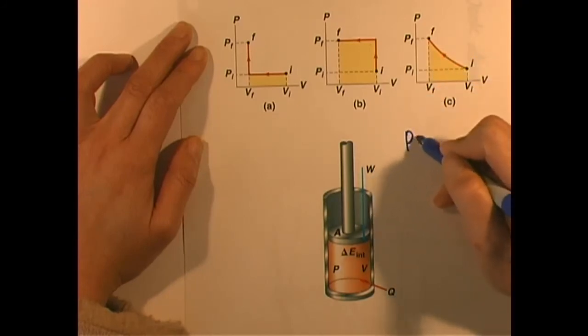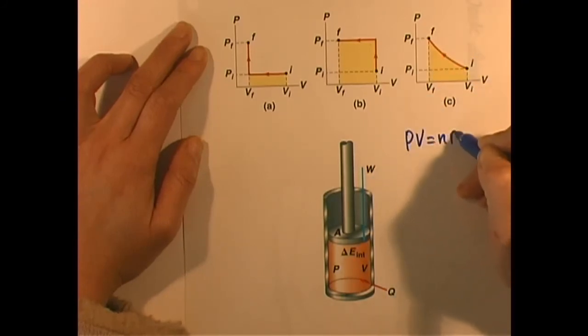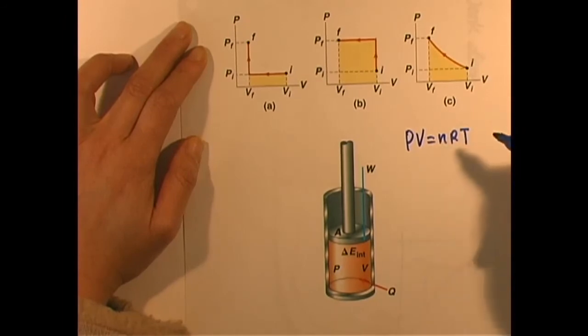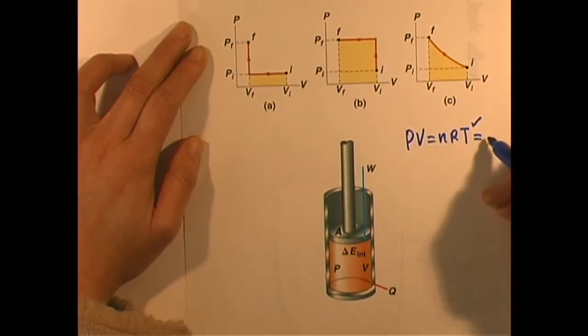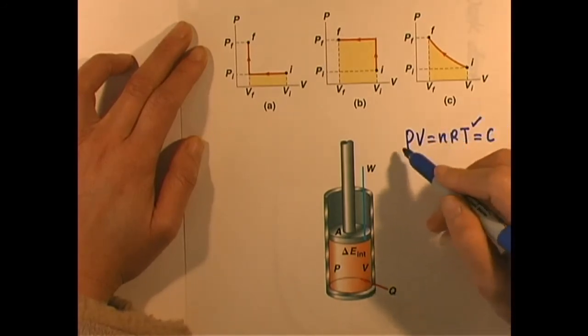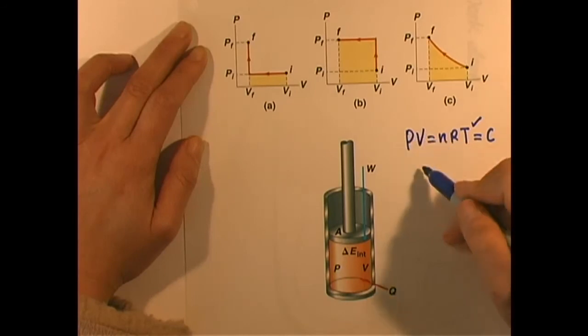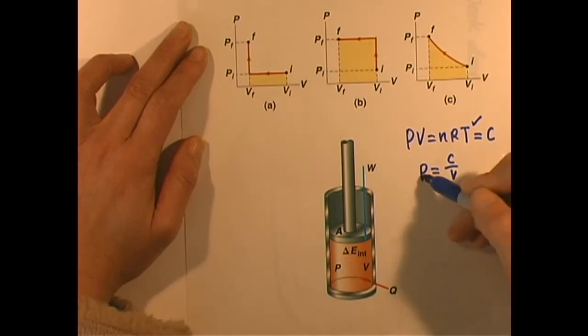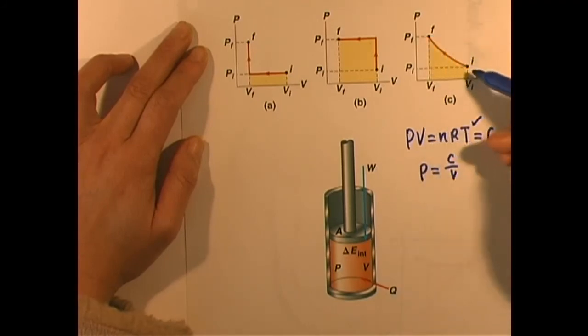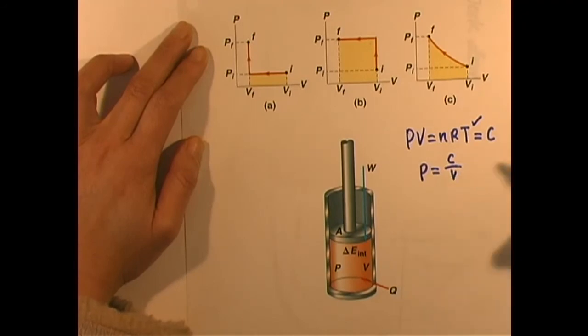Look at this. PV equals nRT. So if temperature is constant, that is a constant. Let's make it C. So this tells us pressure and the volume are in such a relationship: volume increases, pressure decreases. So that is the curve. That is for isothermal.